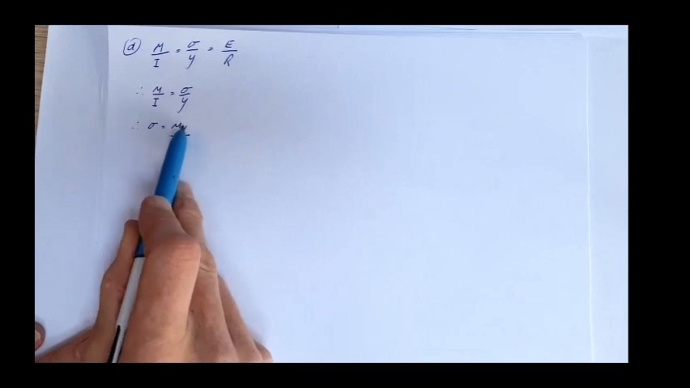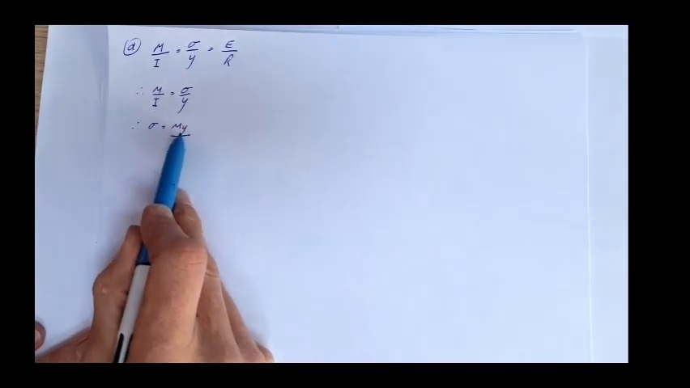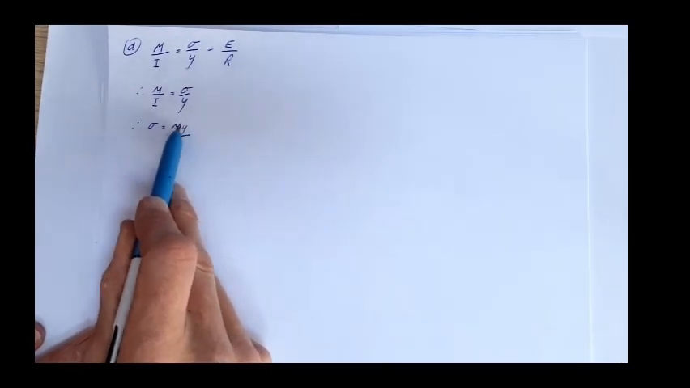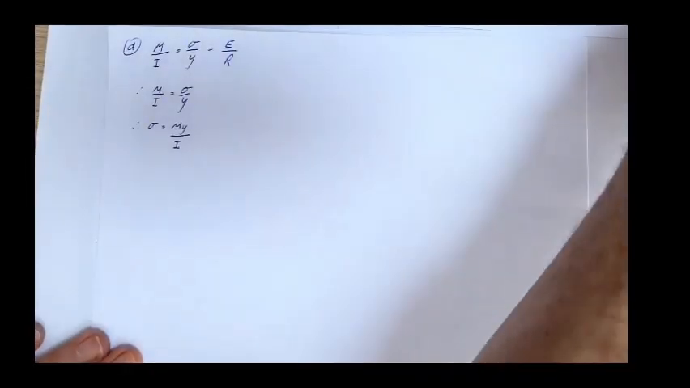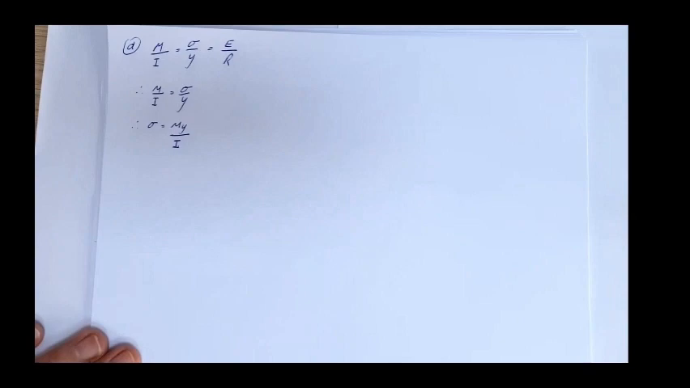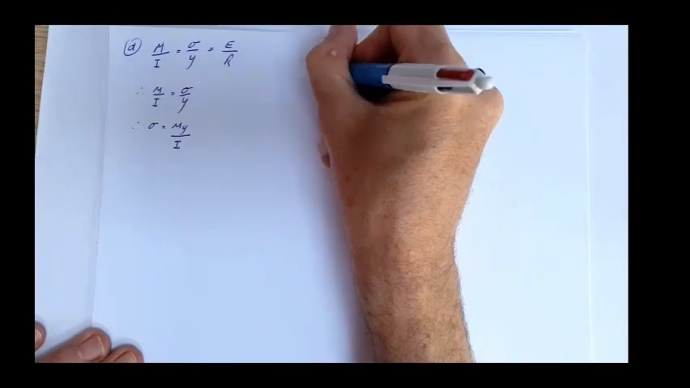y is our distance where we're calculating the stress, and the maximum stress is when y is the maximum. So that's going to be on the outside surface of the beam. What we haven't got is M. We need to calculate what M is. What is the moment on the beam? So let's consider our beam.